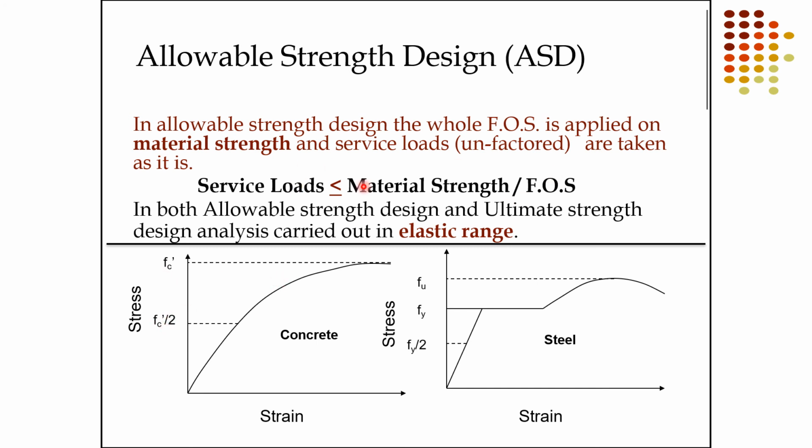That is showing the allowable strength design technique. The factor is applied on the material side. For example, if we are designing a member, then we use half the concrete strength. Similarly for steel, we use half the strength of steel, the yield point divided by 2. That is the approach of allowable strength. We do not apply the factors on the service loads.